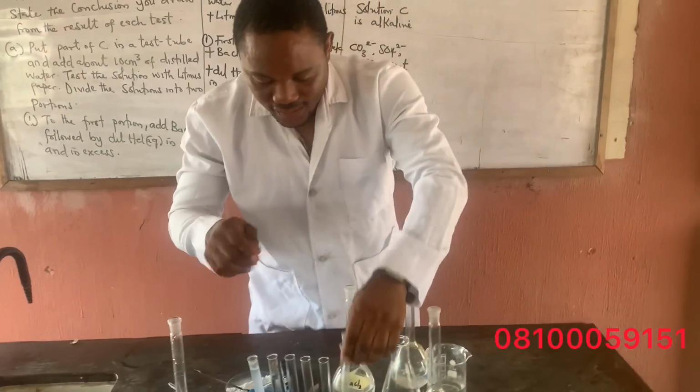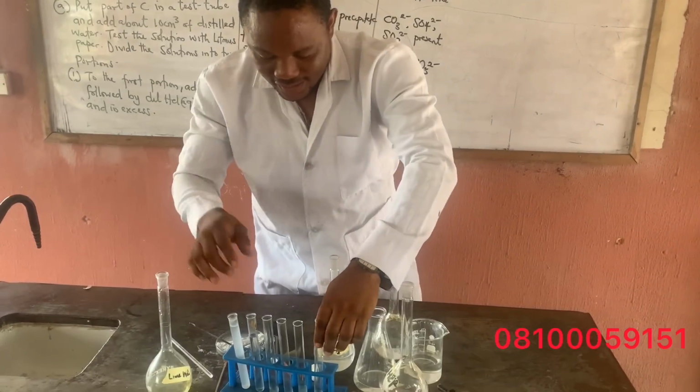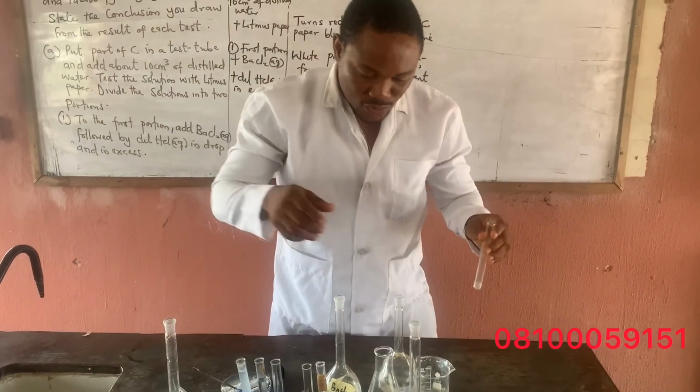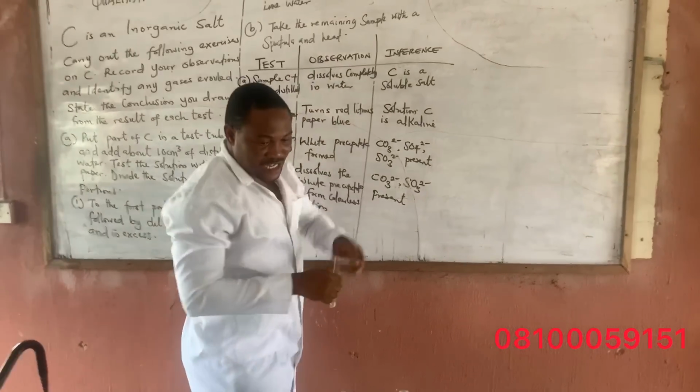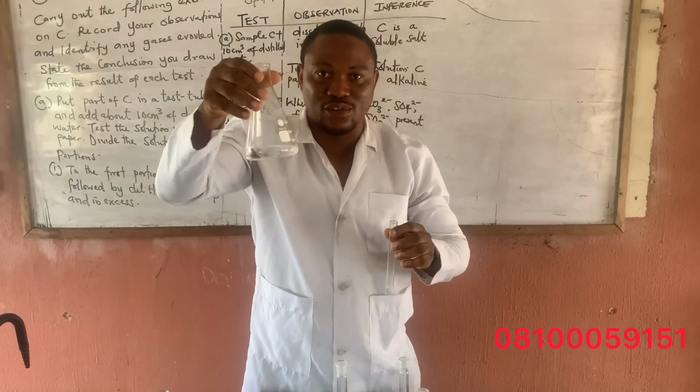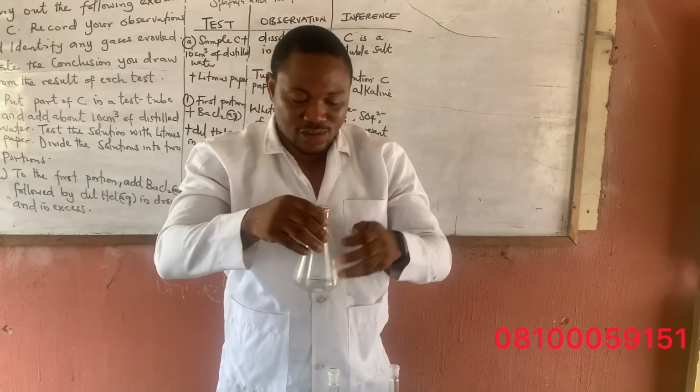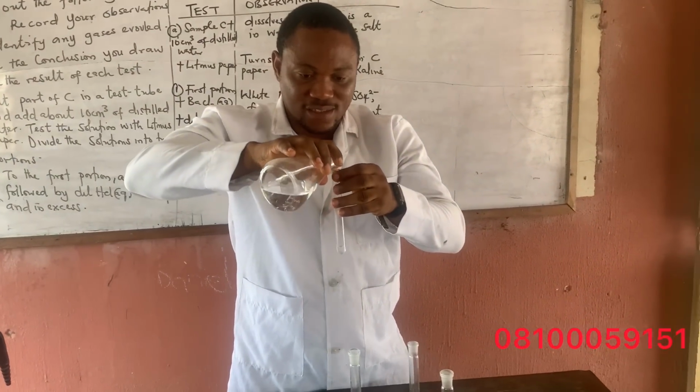So this is my lime water now. Okay, this is my second sample. So they said add dilute HNO3. So this is my dilute HNO3. Okay, so let me first of all add this.